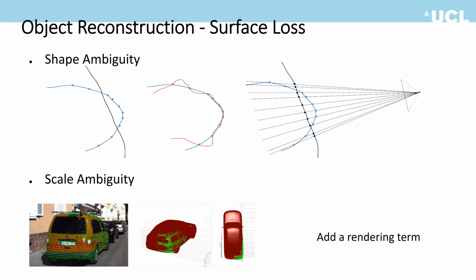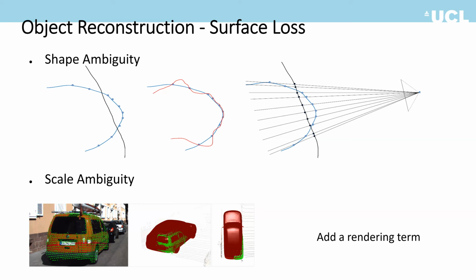Apart from the shape ambiguity, we also have a scale ambiguity. In the bottom row, when we only have a partial observation, especially here where we only have two-sided observation of this big car, the shape in the middle fits this observation perfectly. But you can see it's too big. So both of these problems mean that we cannot only use this constraint.